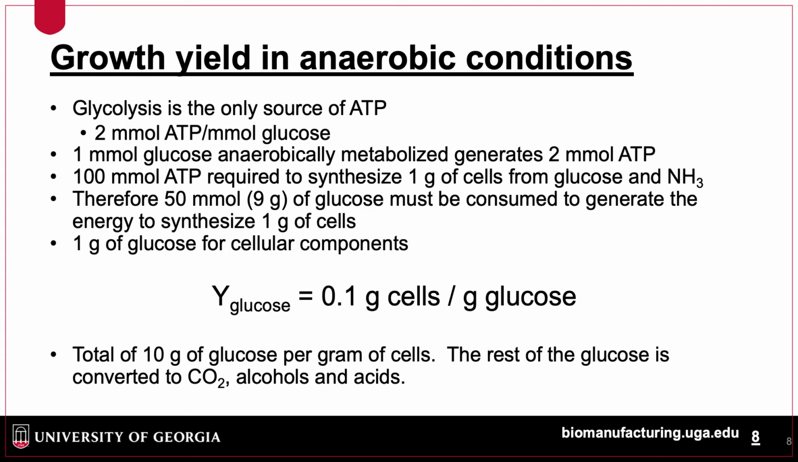Growth under anaerobic conditions is a different story. Because glycolysis is the only source of ATP, less energy is produced per gram of glucose, and only 2 millimoles per gram glucose in fact. If 100 millimoles of ATP is needed to make 1 gram of cells, then 50 millimoles of glucose, or about 9 grams, is needed to generate the energy to build 1 gram of cells. Add to that the 1 gram for cellular components, and that equals 10 grams of glucose per gram of cells, so the yield is 0.1 gram cells per gram glucose.